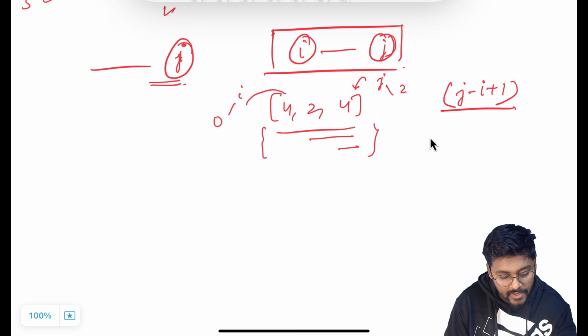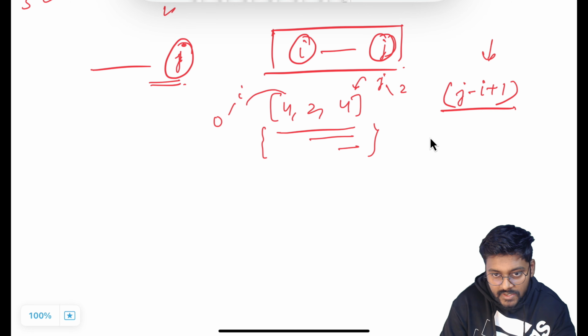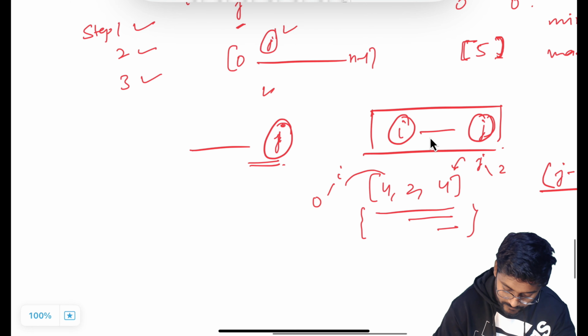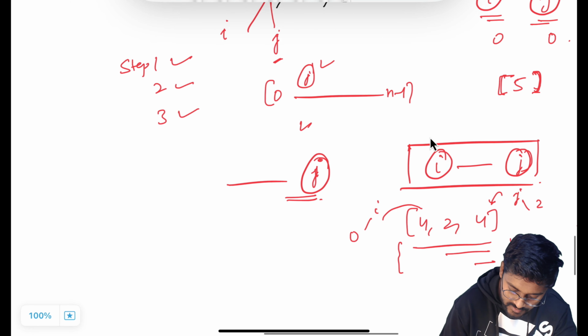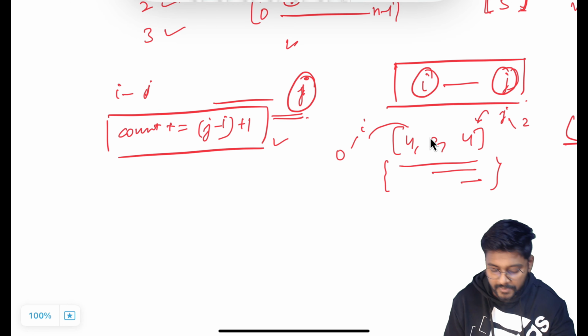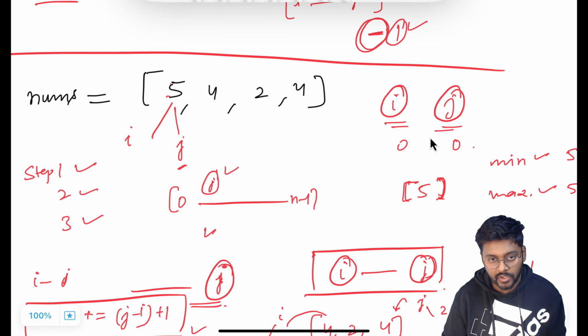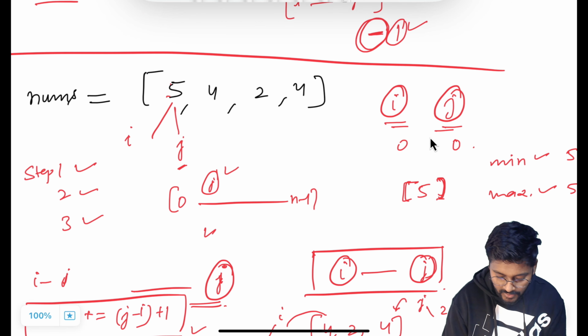So whenever I am at j and the window is valid from i to j, the total number of valid subarrays would be j minus i plus 1. Okay. So step 3 is: from i to j, my count will be incremented by j minus i plus 1. This is how I'm capturing the result. So in this way, you keep on incrementing your window. First step is to introduce j.